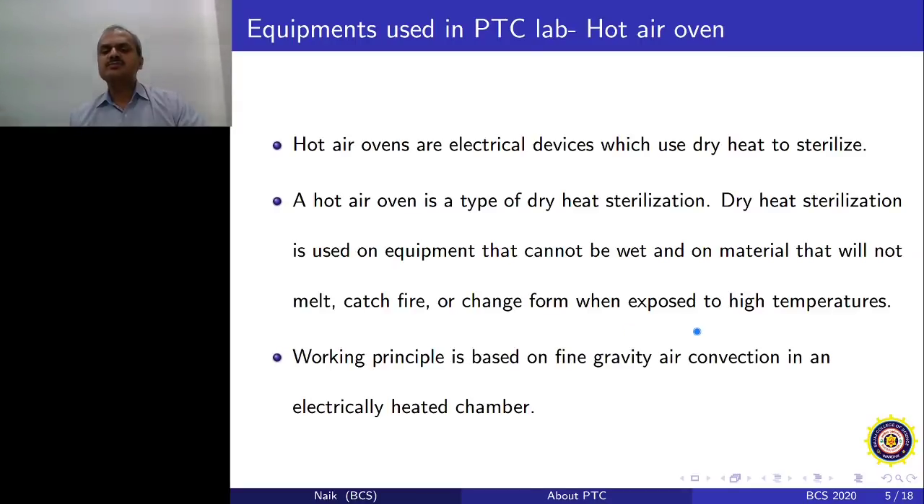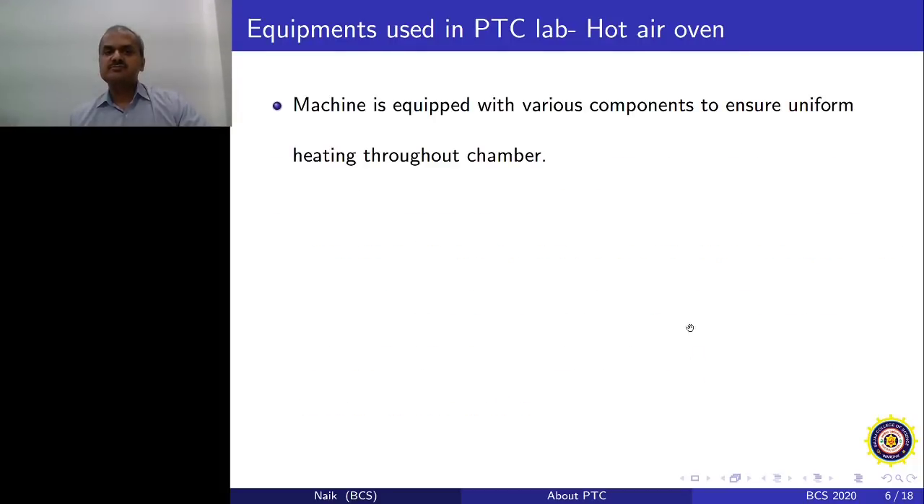So the working principle of this hot air oven is based on fine gravity air convection in an electrically heated chamber. Okay, so there is air which is moving inside this hot air oven with the help of the electrically heated chamber. Now these machines are also equipped with various components to ensure uniform heating throughout the chamber, because you have to have uniform heating inside the chamber.